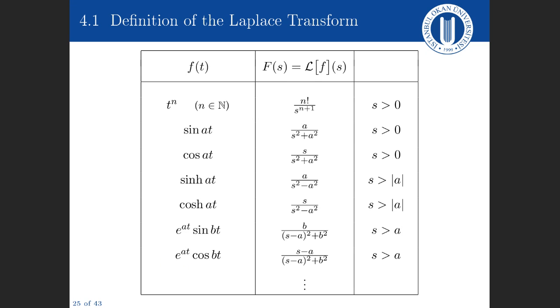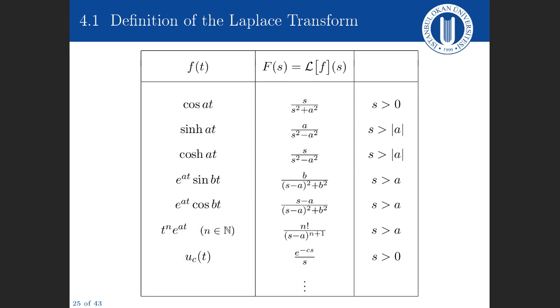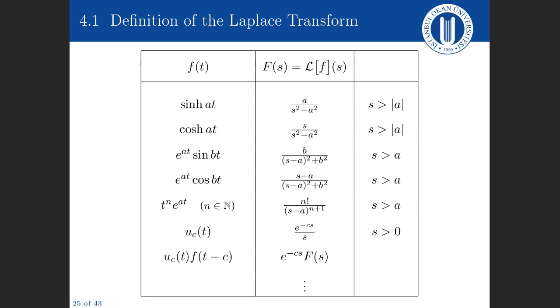What's next in the table? e to the at sine bt and e to the at cos bt. We've not done these yet. t to the power n, e to the power at. Well, we could use the formula that we've done to find this.